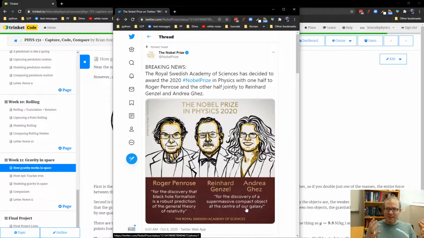It makes sense, right? That's where a lot of matter is going to end up, so it makes sense there would be enough matter to create a supermassive black hole there at the center of the galaxy.